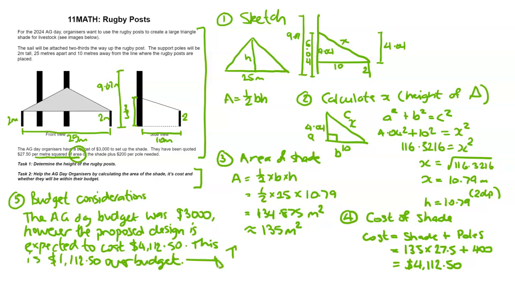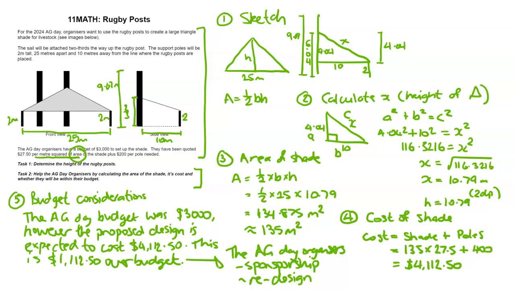So the Ag Day organizers, and I'm going to run out of room here, but they may need to consider sponsorship. How do I spell sponsorship? Forgive me, I'm not the best speller or writer. So sponsorship, or they may need to consider a redesign. So something a bit smaller. Or maybe there's some existing shade they can use kind of within the school.